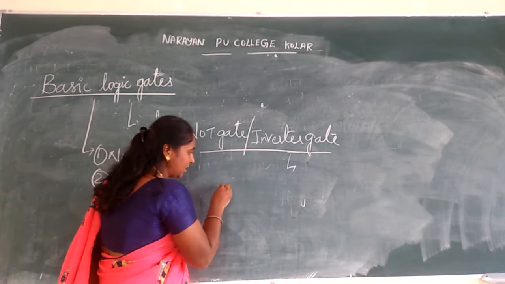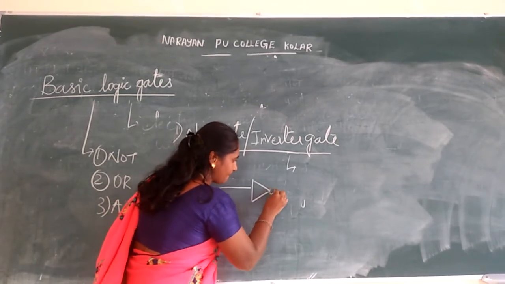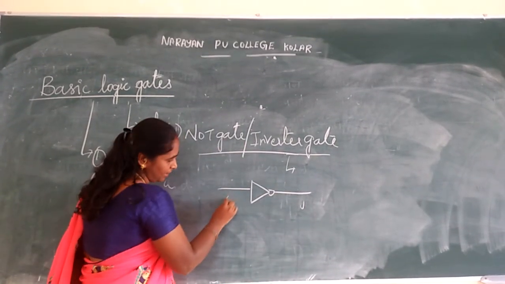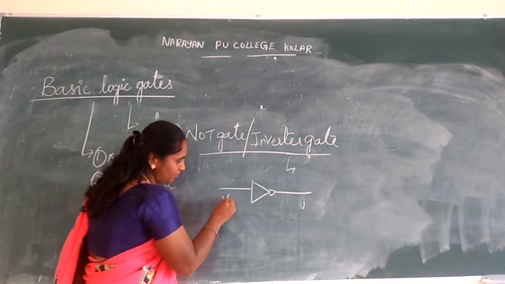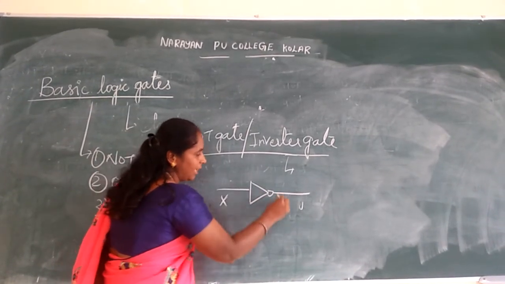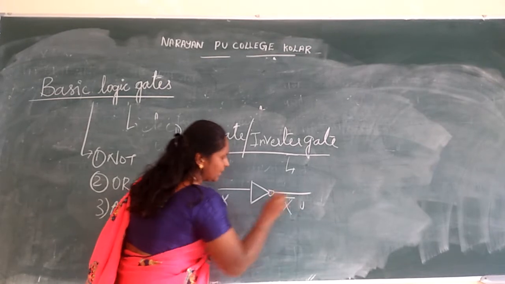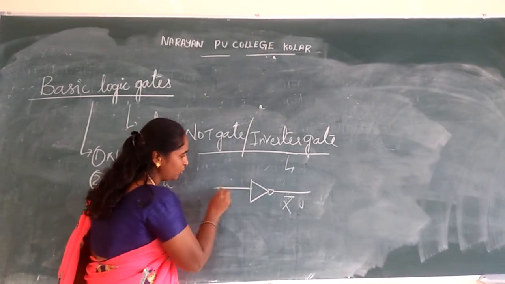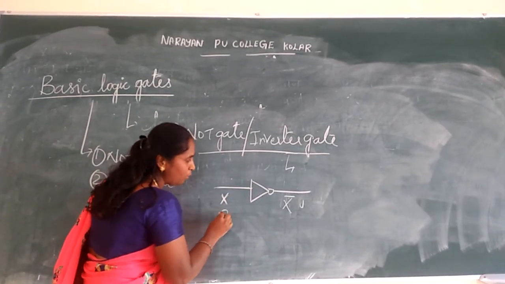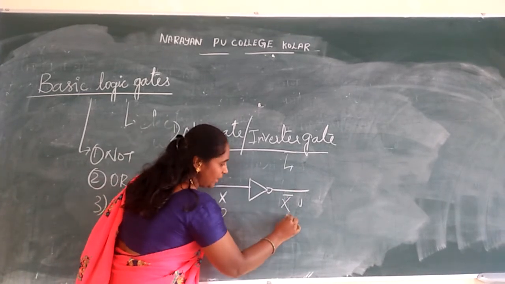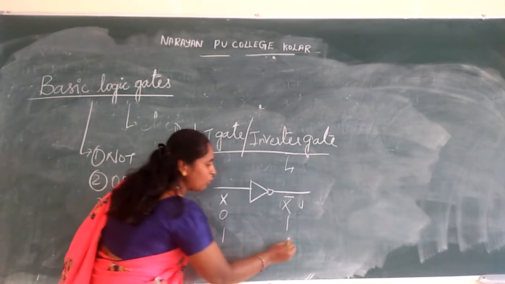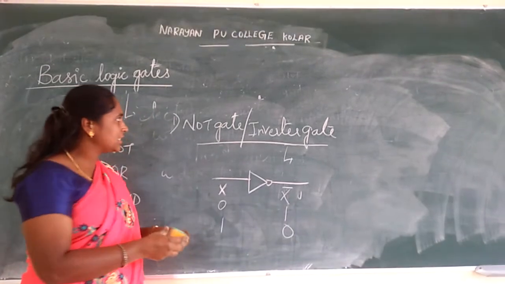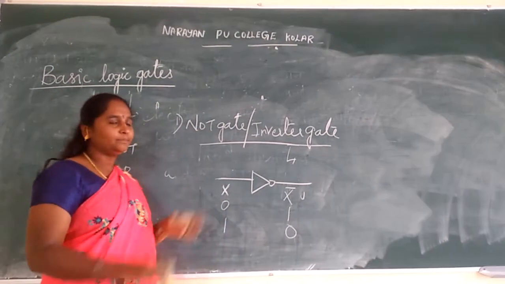The symbol of the NOT gate is as follows. If it accepts one input signal, let the input signal be X. The output will be X bar. Suppose the input X is 0, that is low voltage. Low means the output will be high. If you give high, the output will be 0. So this is your NOT gate.